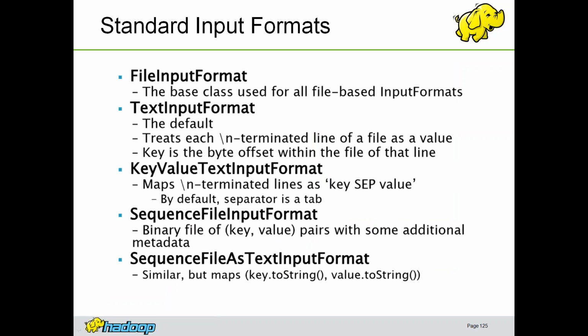For example, if you want to write a program in Java or any other platform, you can use the basic input file format: file input format and text input format. If you want to put unstructured, semi-structured, or structured data, you can use key value text input format and sequential input format. If it is raw data, you can use the sequential file input format, or sequential file as text input format. So these are the different varieties of input file formats available to put your input for your data blocks. Okay.